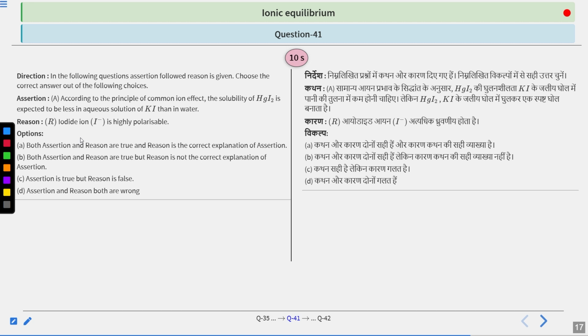Options are A. Both reason and assertion are true, and reason is the correct explanation of assertion. Option number B. Both reason and assertion are true, but reason is not the correct explanation of assertion. Option C. Assertion is true, but reason is false. Option D. Assertion and reason both are wrong. So your time to solve this question starts now.